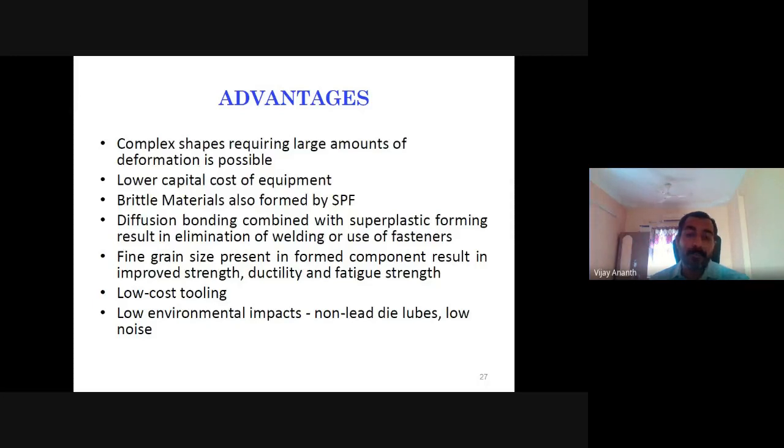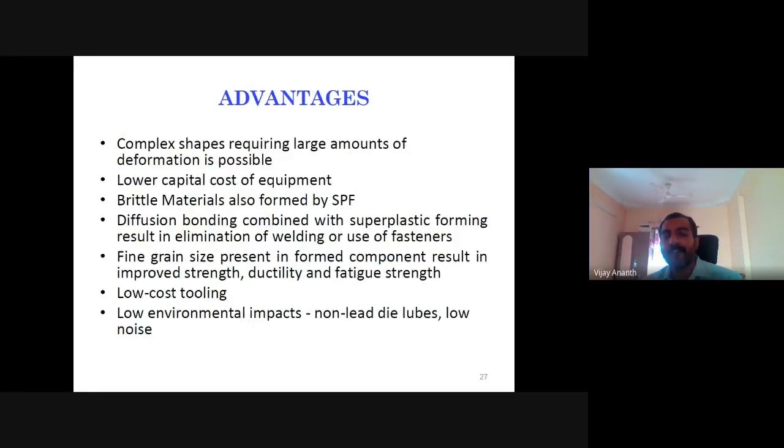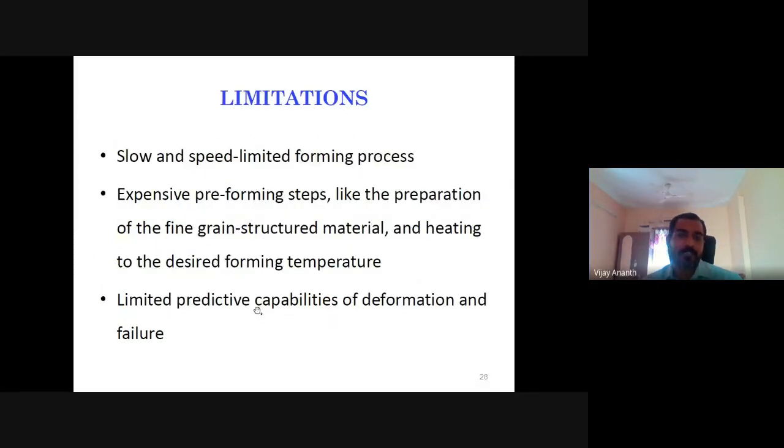Superplastic forming is very much useful, right? And with the fine grain size, ductility will be more and fatigue strength will be there. So normal properties are also improved through superplastic forming. Low cost tooling we have already discussed. And again, we are not using any lubricants, right? There is no noise in superplastic forming. So these are all the main advantages of superplastic forming.